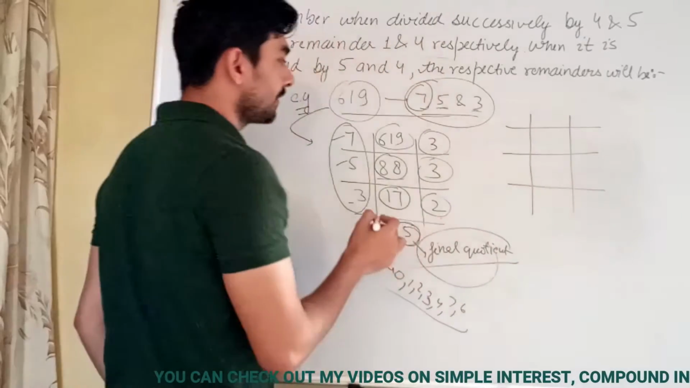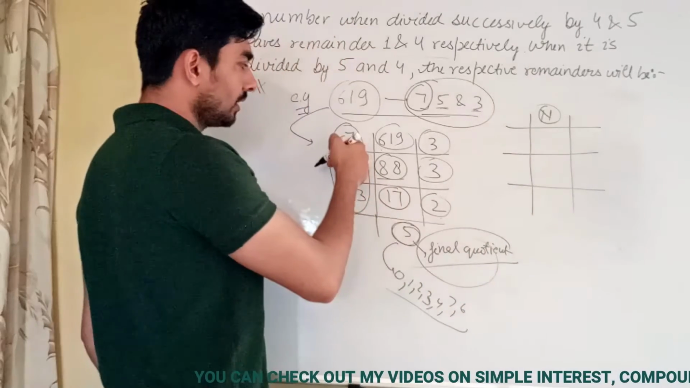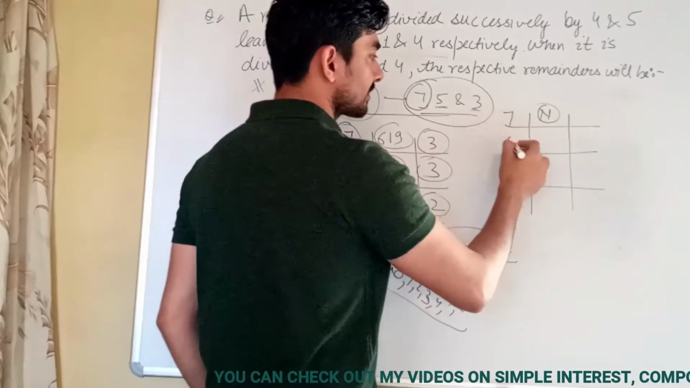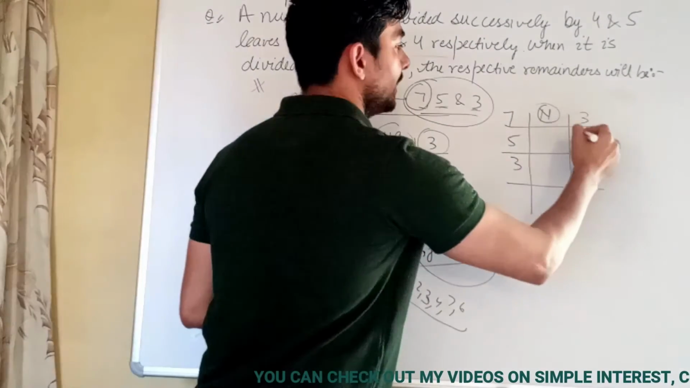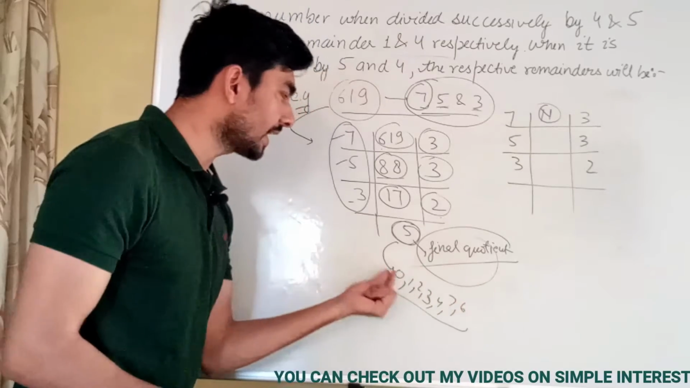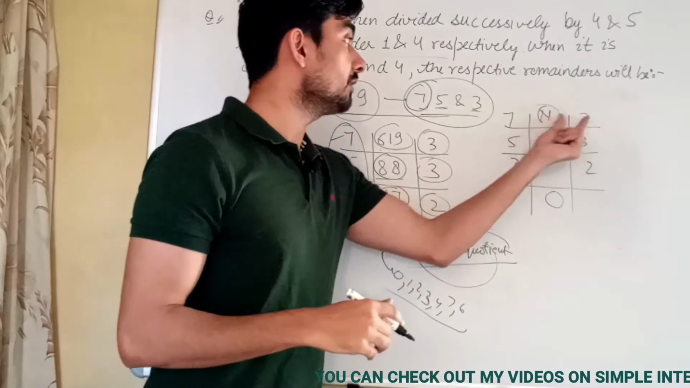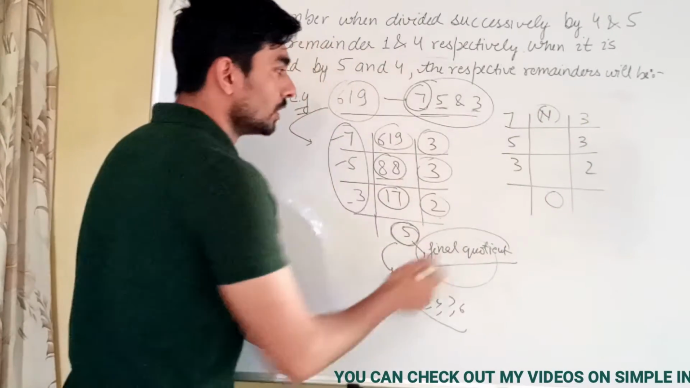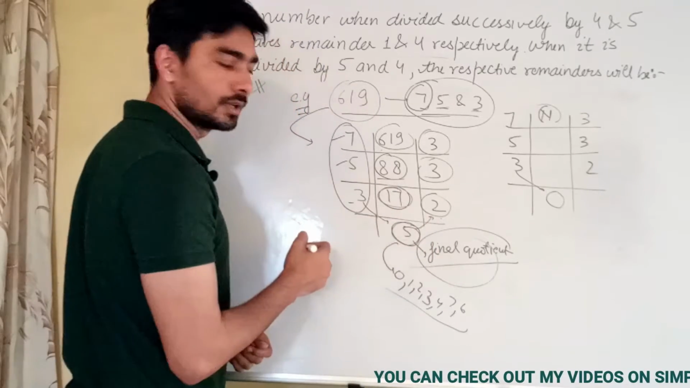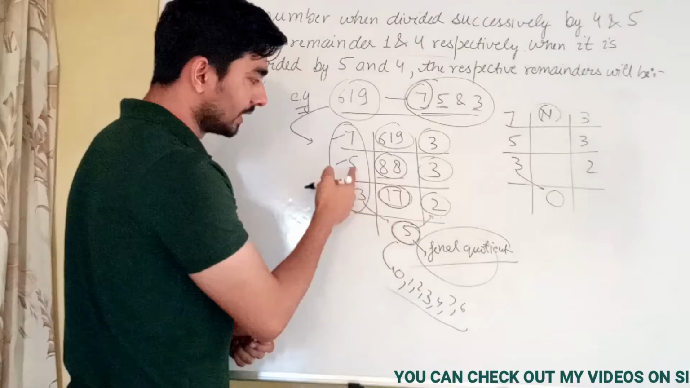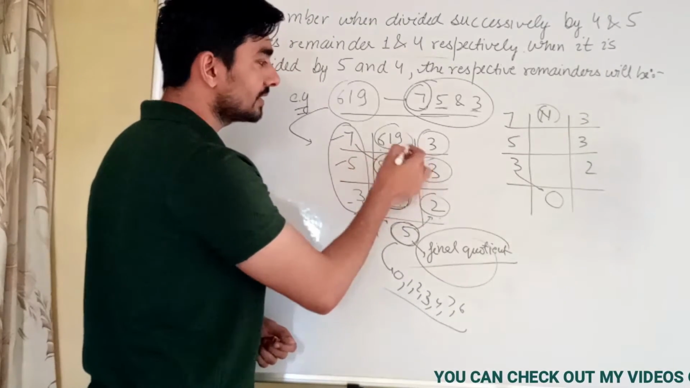We divide this number successively by 7, 5 and 3, and we get successive remainders 3, 3 and 2. I have taken the final quotient as 0 so that I can get the smallest number which gives 3, 3 and 2 as successive remainders. As we can see here, 3 5s are 15 plus 2 is 17. 5 17s are 85 plus 3 is 88. 7 88s are 616 plus 3 is 619.